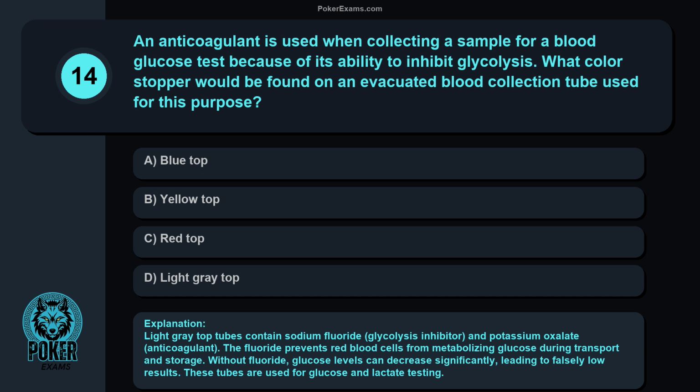Light gray top tubes contain sodium fluoride, a glycolysis inhibitor, and potassium oxalate, an anticoagulant. The fluoride prevents red blood cells from metabolizing glucose during transport and storage. Without fluoride, glucose levels can decrease significantly, leading to falsely low results. These tubes are used for glucose and lactate testing.